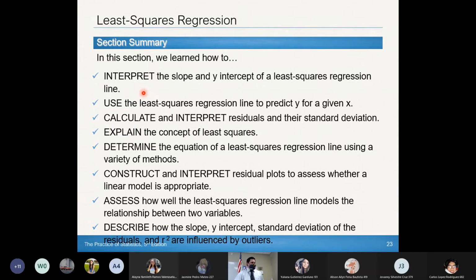We can construct and interpret a residual plot to assess whether a linear model is appropriate. We can assess how well the least squares regression line models the relation between two variables, and we can describe how the slope, y-intercept, standard deviation of the residuals and r squared are influenced by outliers.